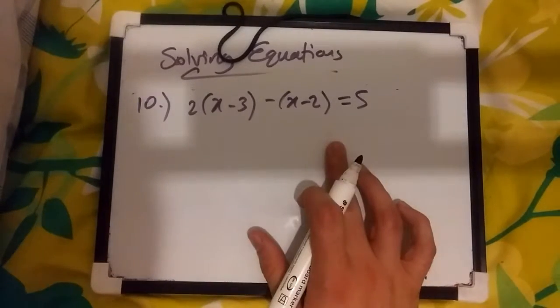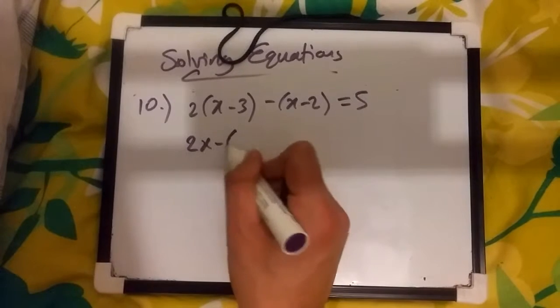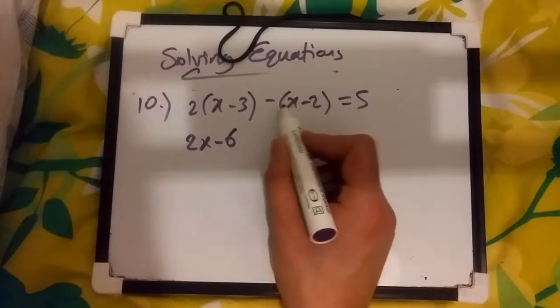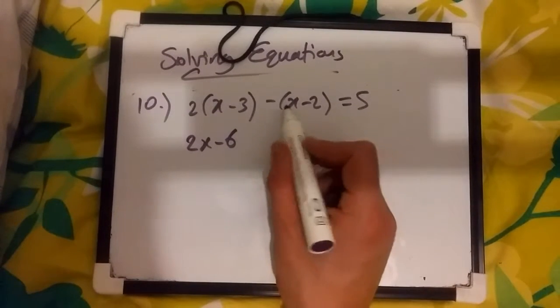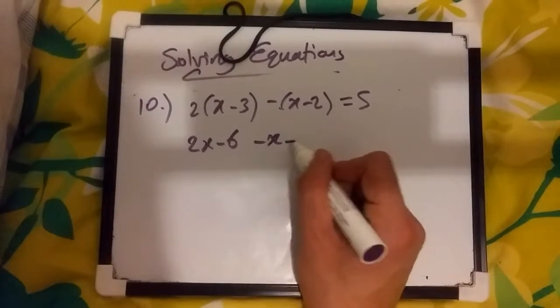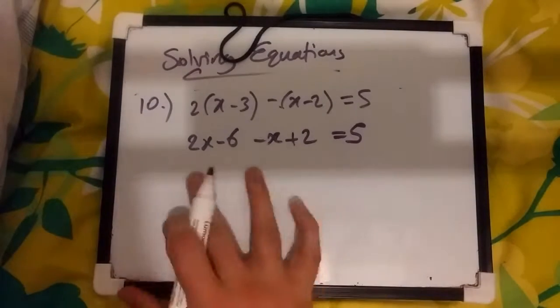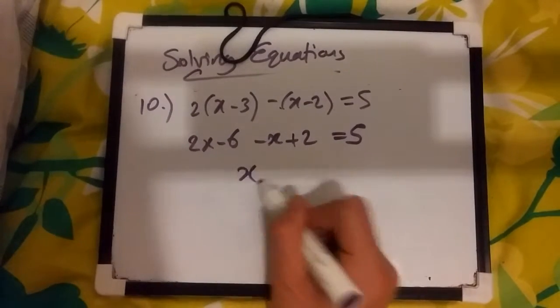Again, with brackets, you're just going to expand across. So 2 times these lot, you're going to get 2x minus 6. Now expanding this, you have a minus sign, so flip every sign there. So minus times x is minus x. Minus times minus 2 is plus 2. Again, copy the 5. Now collecting terms on this side, we've got 2x take away x is x.